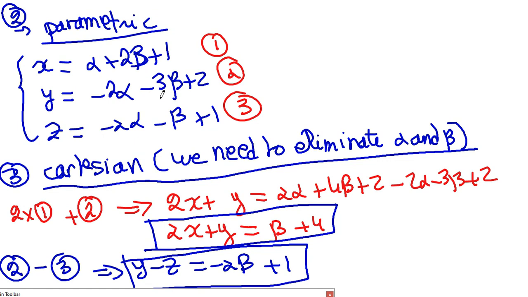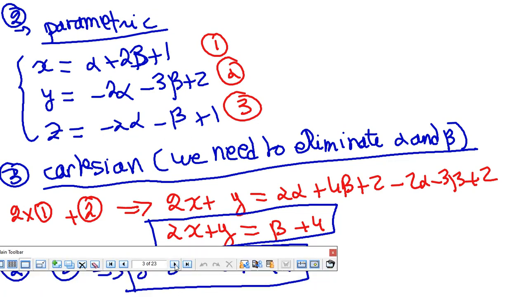4 beta minus 3 beta and 2 plus 2. And then the first equation will be 2x plus y is equal to beta plus 4. Now, I took the second and the third. If you subtract, you will eliminate alpha. So I will have y minus z is equal to minus 2 alpha plus 2 alpha, 0, minus 3 beta minus beta, it means plus beta, it's minus 2 beta plus 1.